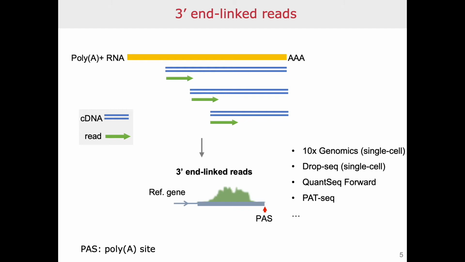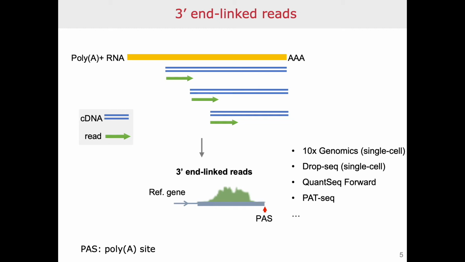In this scenario, the cDNAs are generated from the full-length mRNA transcripts and then fragmented. Next, only the fragments corresponding to the 3' ends of the mRNA transcripts are retained for sequencing. However, in the sequencing step, the reads are generated from the 5' ends of the cDNA fragments. After being mapped to the reference genome, most 3' end linked reads have a distance to the poly A site.